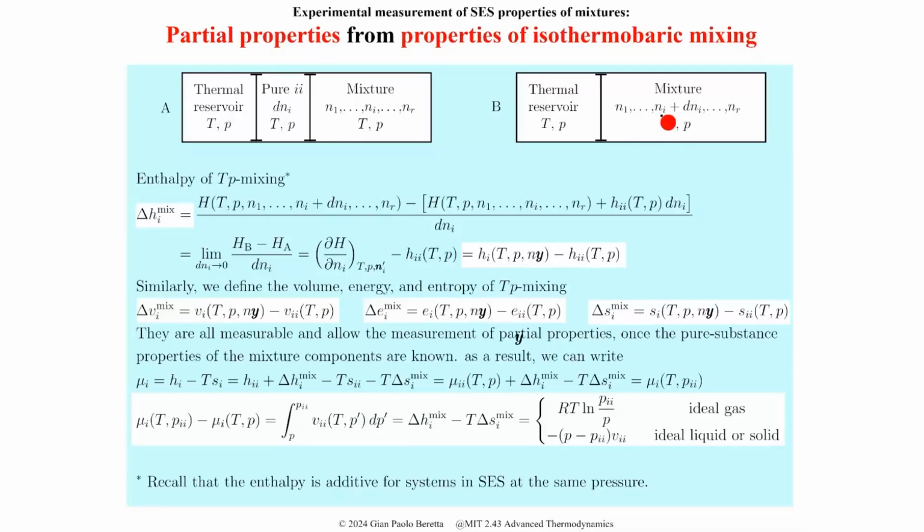And then, since we can measure properties of systems, for example, let me take the enthalpy. And so let me measure the difference between the enthalpy of the mixture in this final state and the enthalpy of the composite system of the mixture plus the pure component in the initial state.